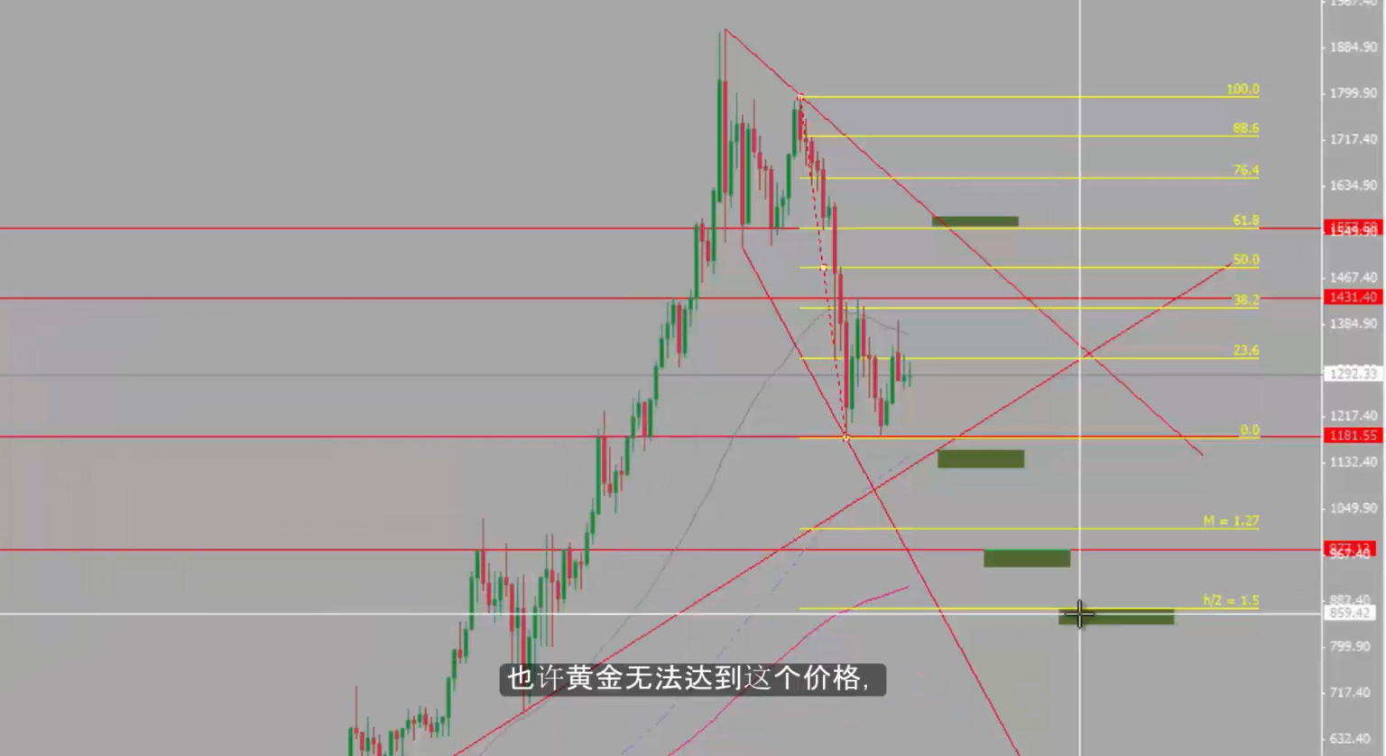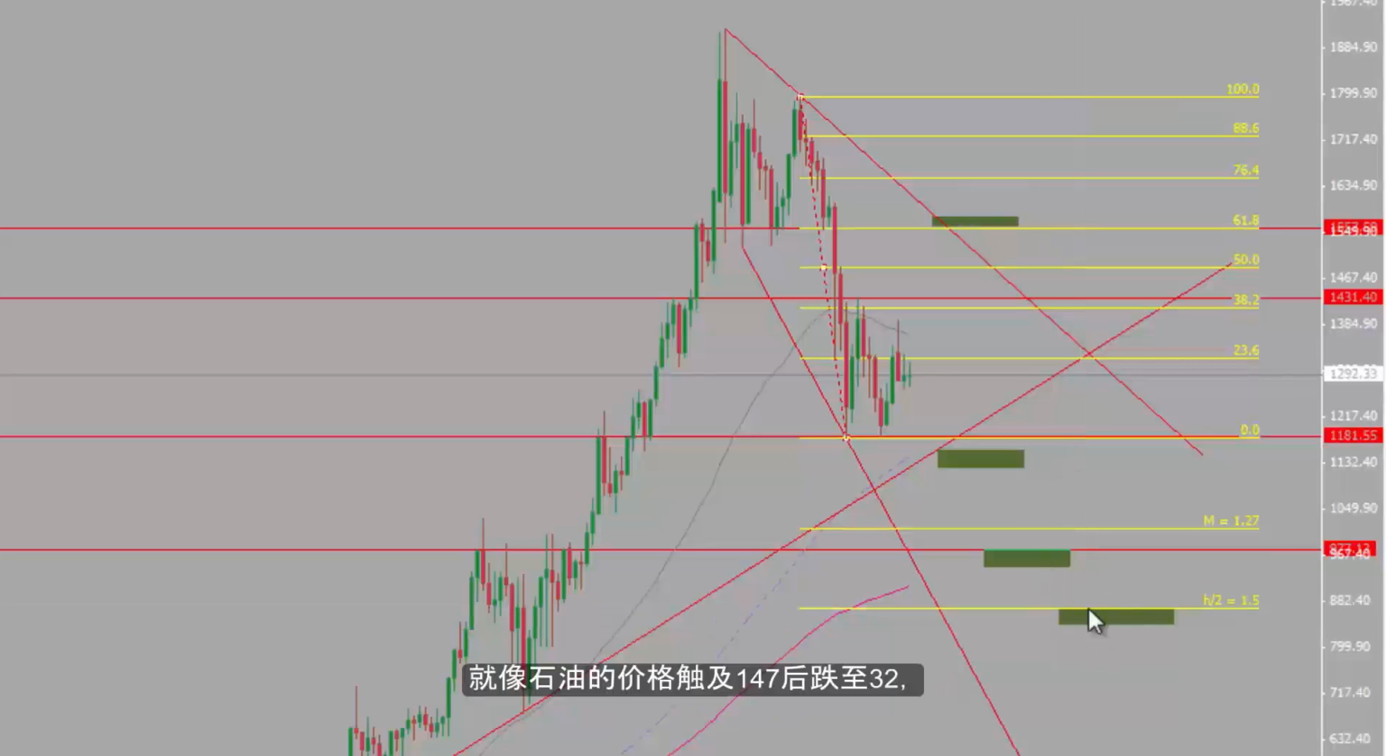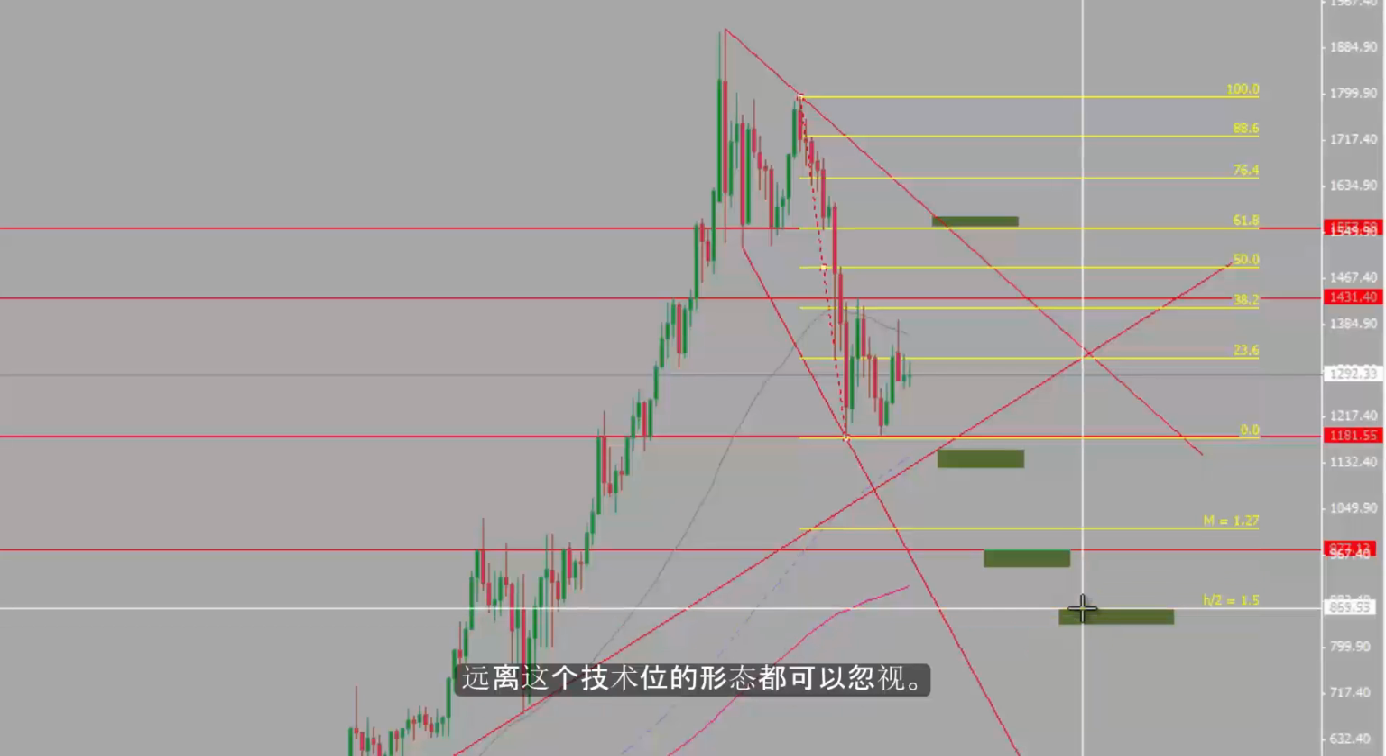Maybe gold cannot reach this price, yet a chart shows us that 1018 can be met through technical analysis. Like oil price that hit 32 after it had touched 147, gold price can reduce to this value too. The patterns and levels far from this level can be ignored.